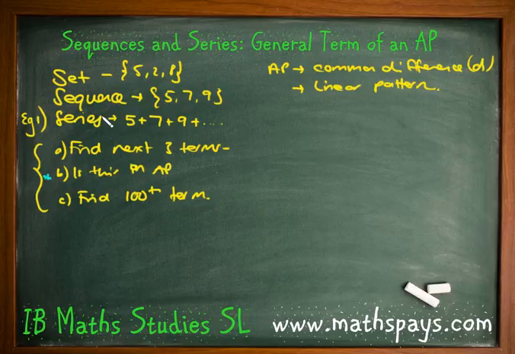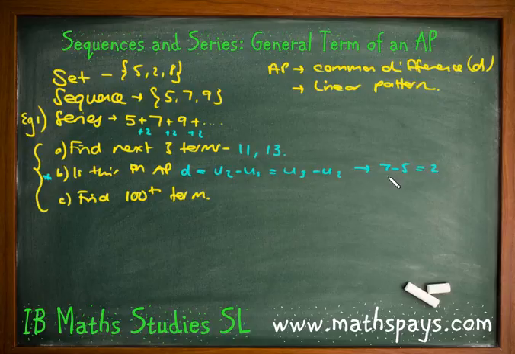So to find the next three terms, well, we can see that the common difference is 2. Add 2, add 2, add 2, so we know it's going to be 11 and 13. So very straightforward. Is this an AP? Well, we want to show, I guess, that U2 minus U1 is equal to U3 take away U2. In other words, 7 take away 5 equals 2. 9 take away 7 equals 2. Therefore, a common difference, so it's an AP.